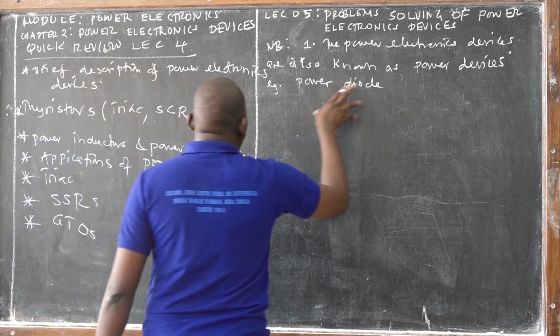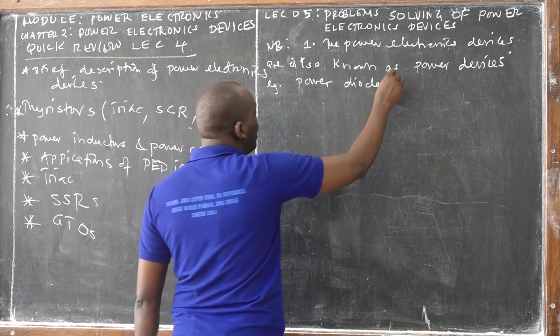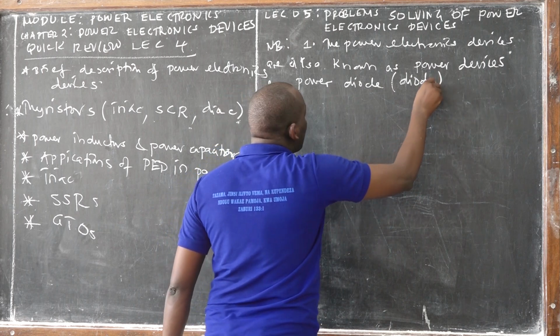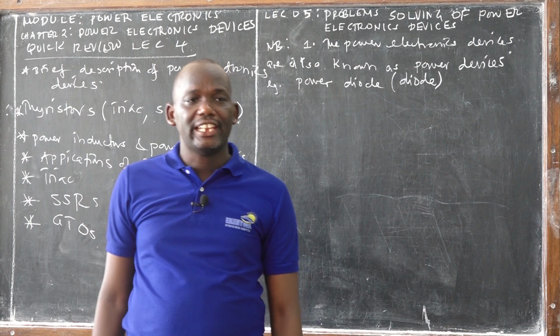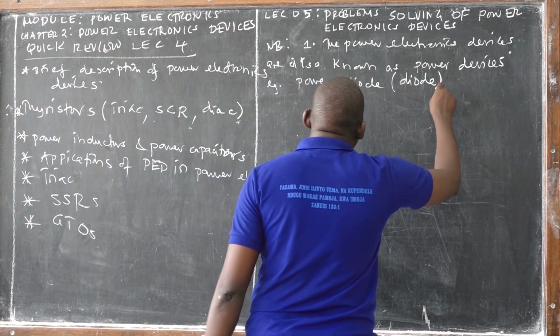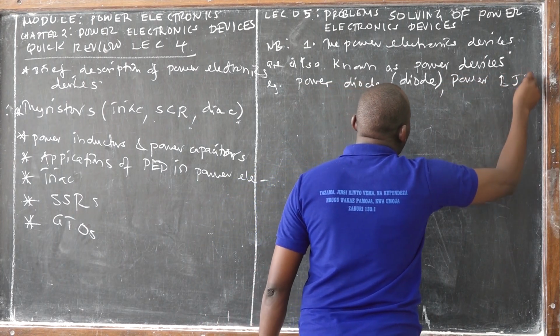So we have the power diode. We may call it a diode, either a rectifier diode, or a general purpose diode. But in some of the books, you may find that it's called the power diode. Also, we may have another one that's called the power bipolar junction transistor.